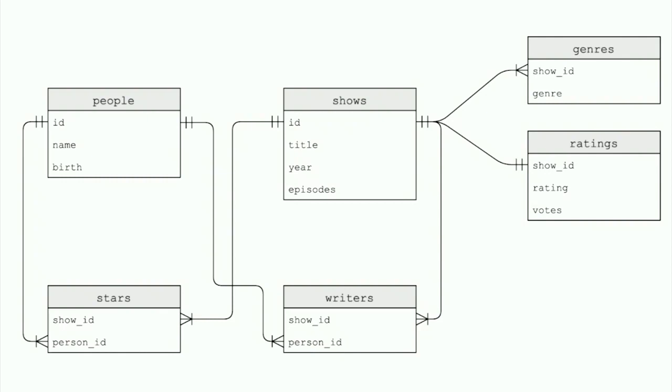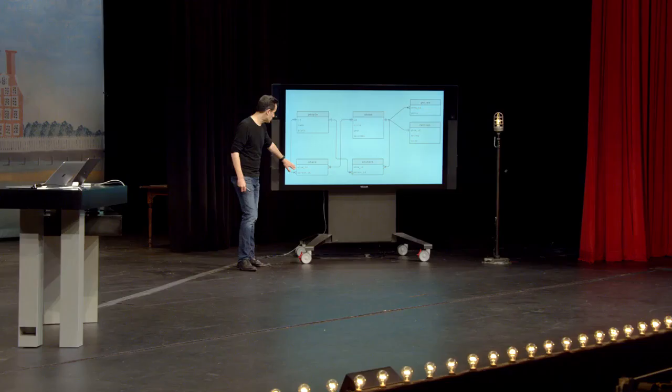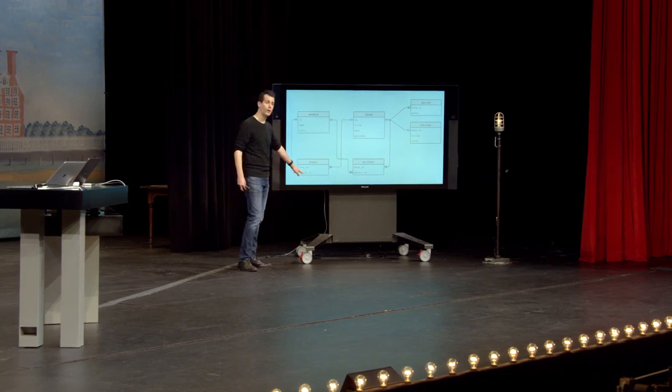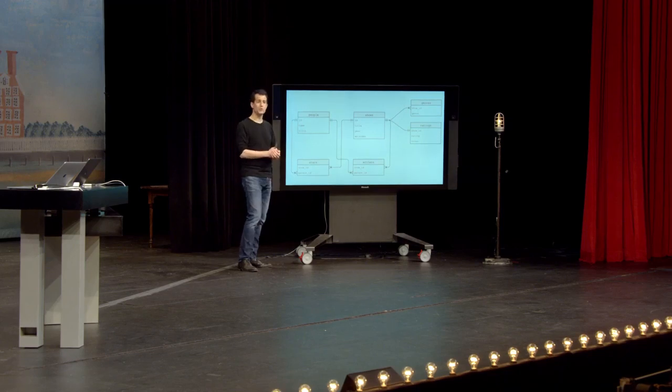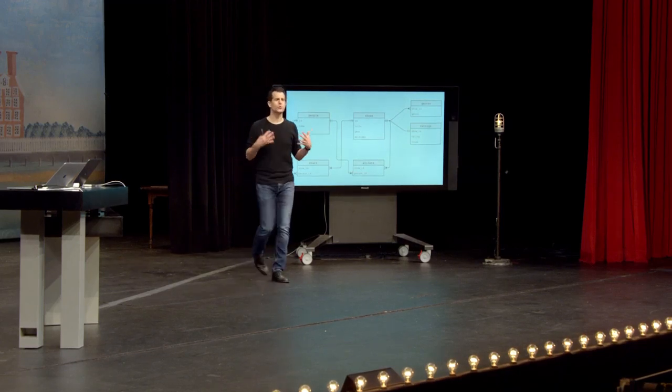And then lastly, stars, the actors in a show. Notice that this, too, is a join table. It's only got two foreign keys, a show ID and a person ID, that are referring back to those tables respectively. And here's where it really makes sense, a relational database.